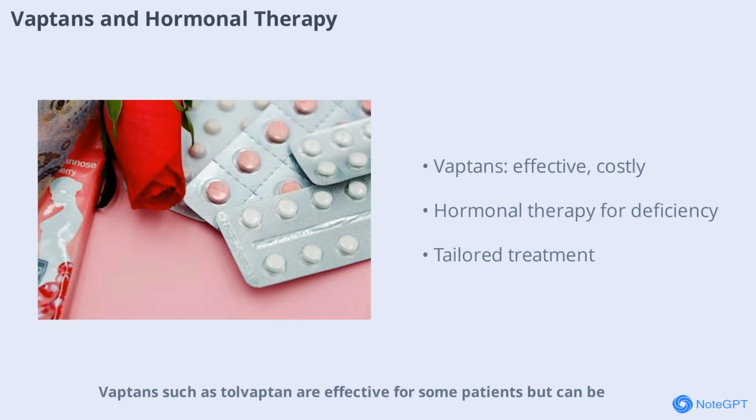Vaptins such as tolvaptan are effective for some patients but can be costly and carry risks like thirst and potential hypernatremia. Hormonal therapy may be needed for those with glucocorticoid deficiency or hypothyroidism. These treatments are tailored to the underlying cause and patient needs.